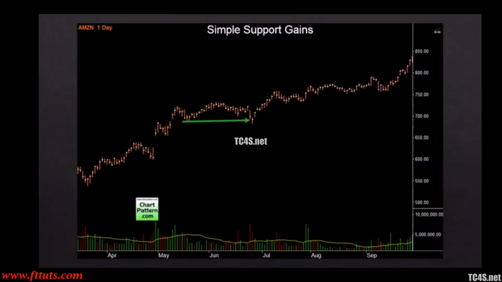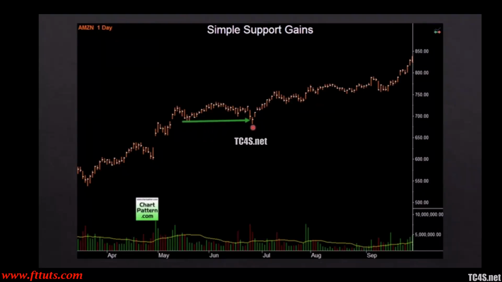Now, here is an example of simple support gains. Here's an uptrending stock. Amazon is in an uptrend for years. Strong stock. It finds a low right here. And this low, if you notice the bars match on the low, this was 2 days. It's like a mini double bottom for those that know what a double bottom is, but we'll get there.